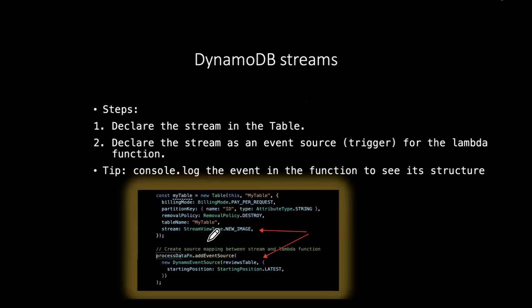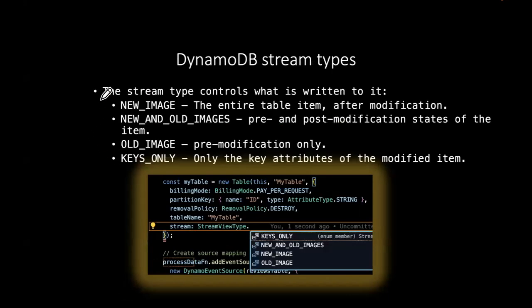Yeah, I said there are different types of streams, as in how much information should be put into the stream. And these are the 4 types: new image, new and old image, old image, keys only. New image means that I only want the new state of the particular item that has been changed in the database.